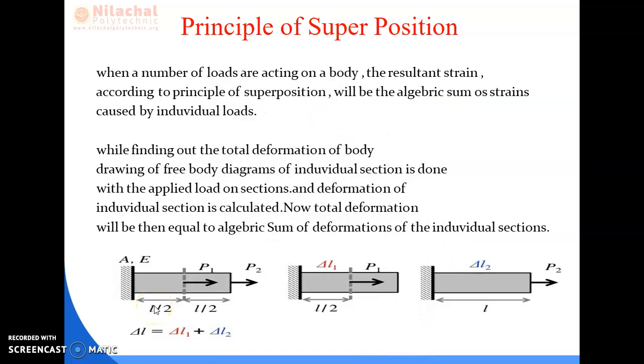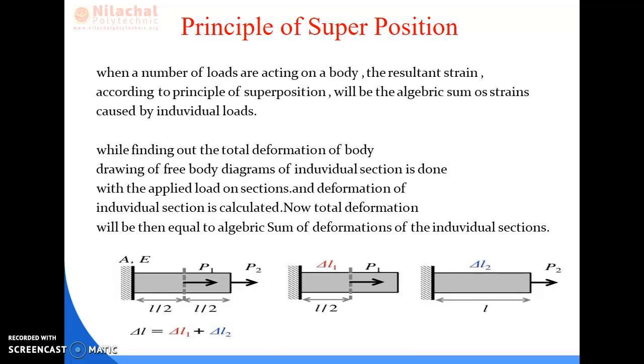Next term is the principle of superposition. What does it mean? If a body is subjected to a number of forces acting at its ends as well as on its individual parts, then we have to find the total deformation of the body due to these forces applied upon the bar. So the total deformation of the bar will be equal to the algebraic sum of the deformations of the individual parts of the body.